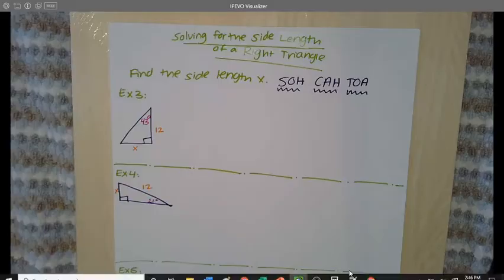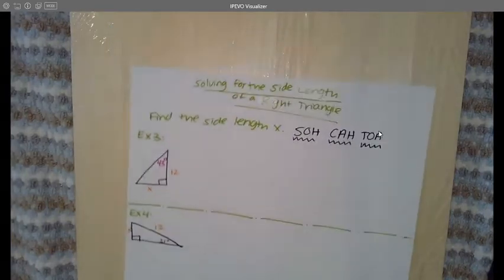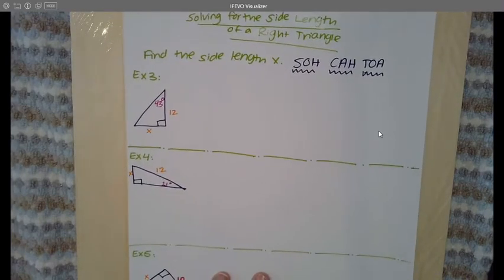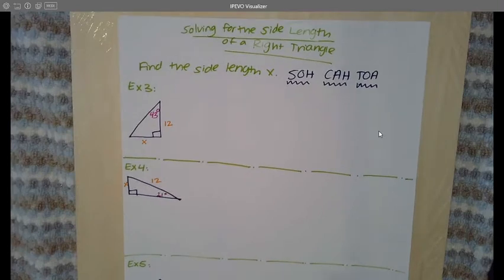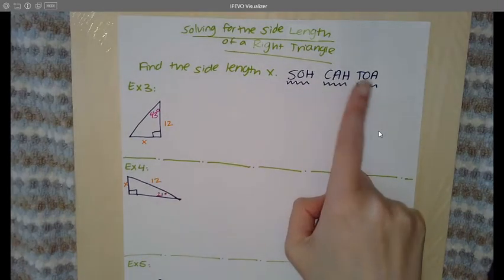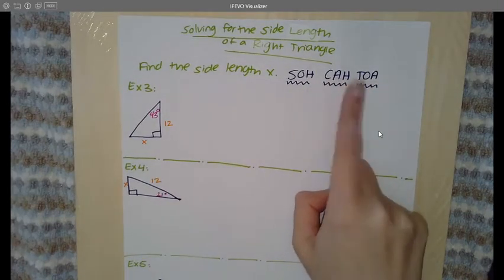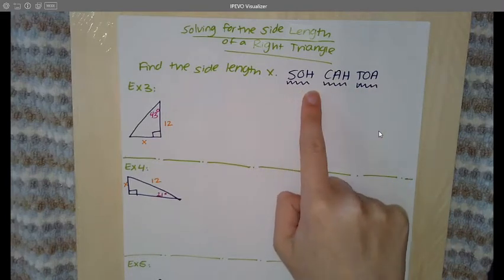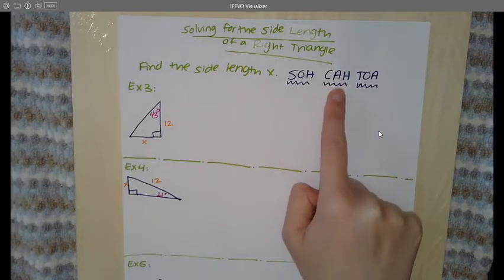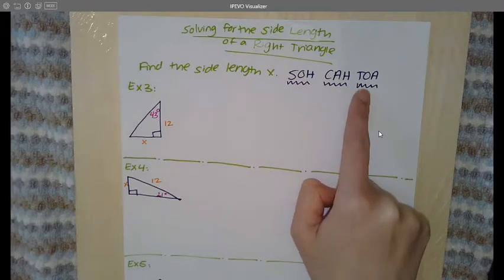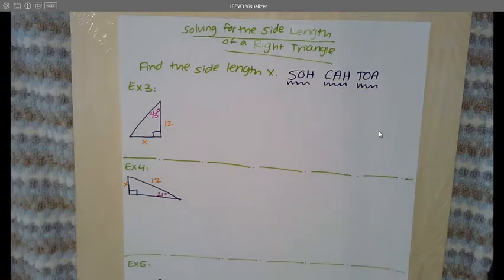But before we get there, let's talk about how we can use these ratios to solve for the sides of a right triangle. Guys, we cannot forget sine, cosine, and tangent. SOHCAHTOA, SOHCAHTOA. Sine is the opposite over hypotenuse. Cosine is the adjacent over hypotenuse. And tangent is the opposite over the adjacent.